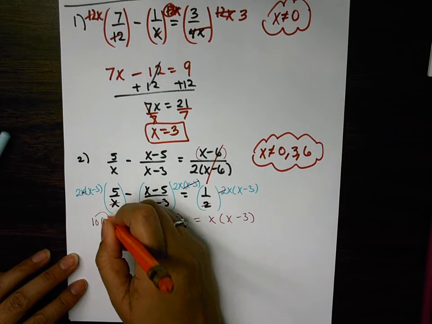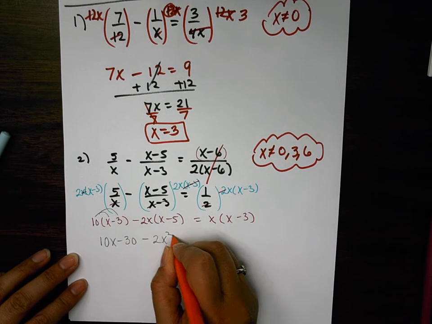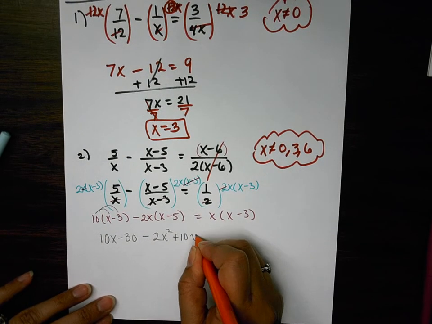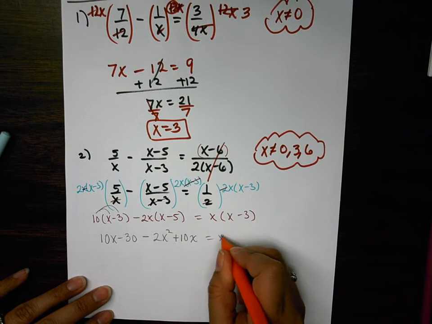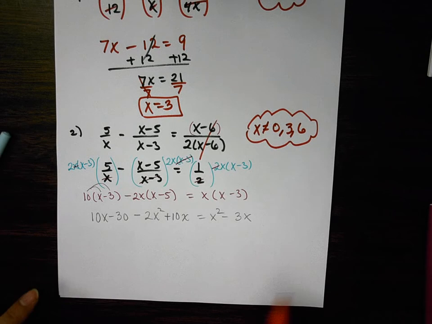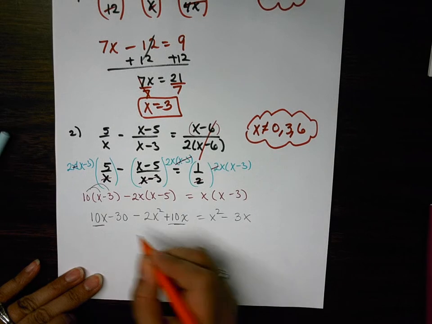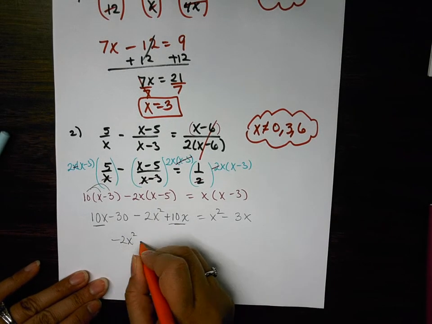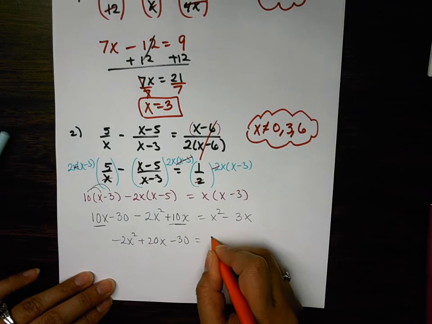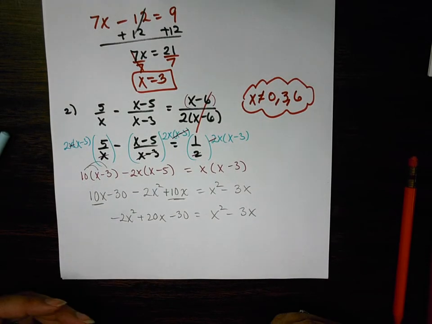All right, what can we do with the 10? Distribute. 10x minus 30 minus 2x squared minus what? Or plus what? 10x, and it's plus, do you guys see that? Equals x squared minus 3x. All right, are there like terms on this side? These right here? Plus 20x minus 30 equals x squared minus 3x.